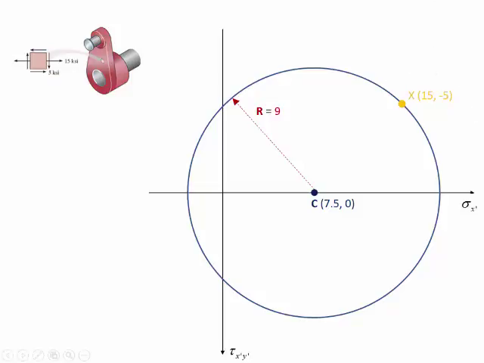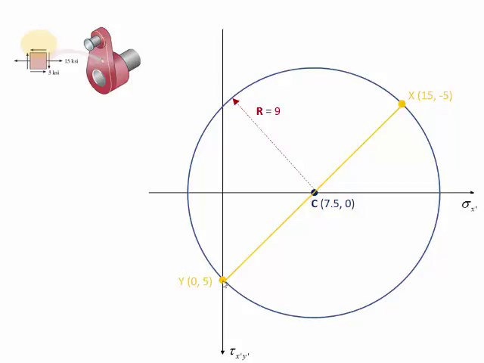Now the other side of the diameter gives us the values of the stresses at the perpendicular plane, which has 0 normal stress. So it's basically where Mohr's circle coincides with the vertical axis, and then 5 as the shear stress. So we have represented that state of stress on Mohr's circle.